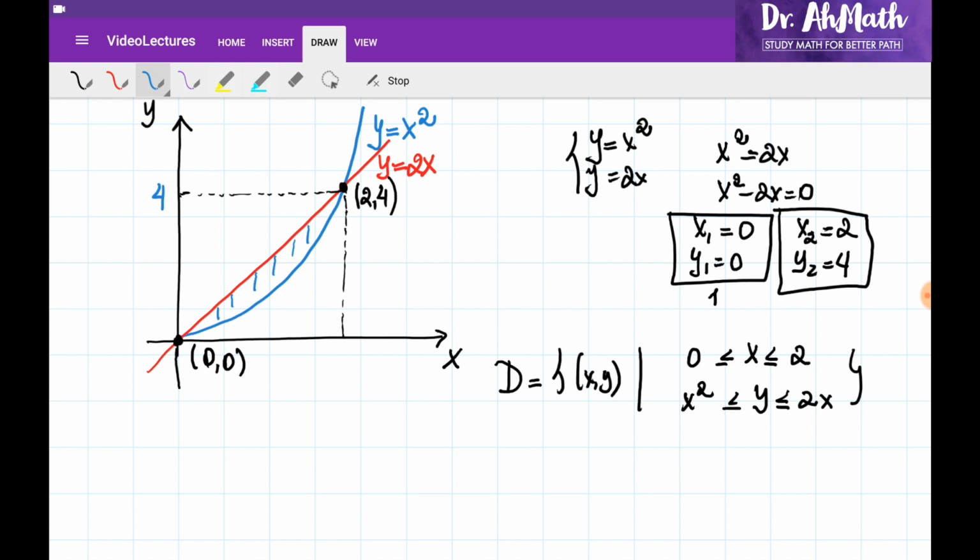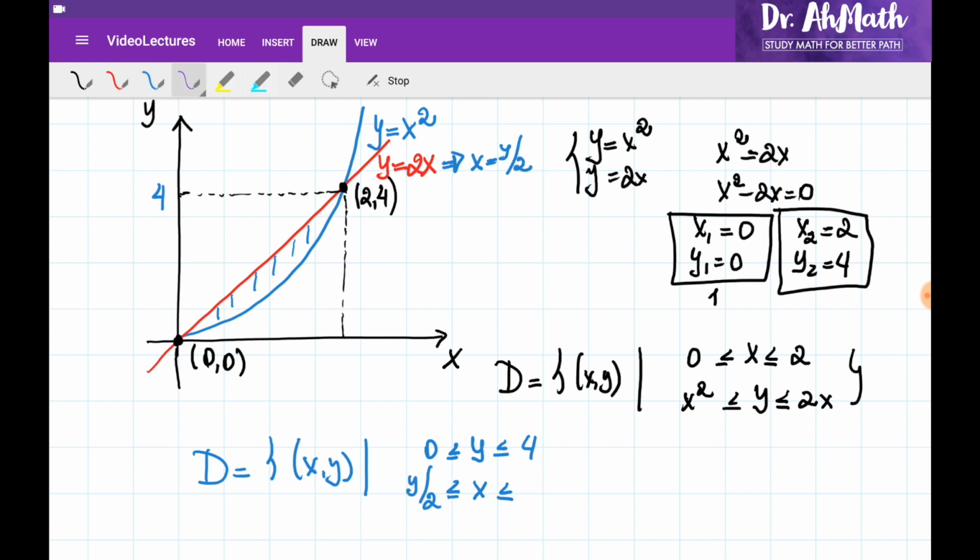Now we can try to define this region using type 2, where y would change between two constants, right? It would be 0 and 4. So D of type 2 would be the points x and y, so that y would change between 0 and 4, and x would change between the more left function in terms of x, which is x is equal to y over 2, until the more right function. The more right function here is x is equal to the square root of y with the plus sign. Square root of y. So we would integrate our function like this as well, in order to get the answer.